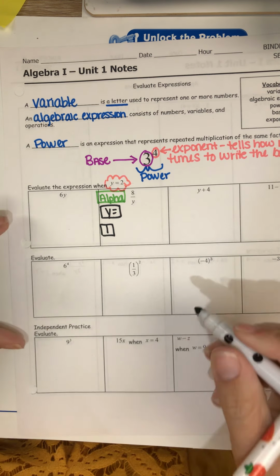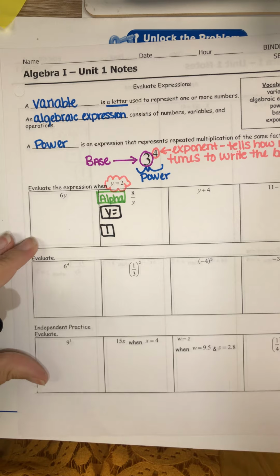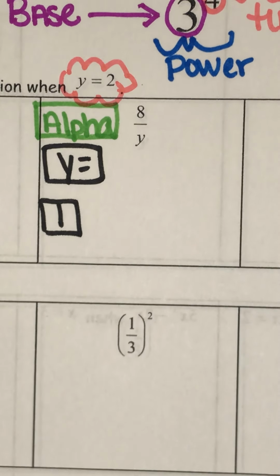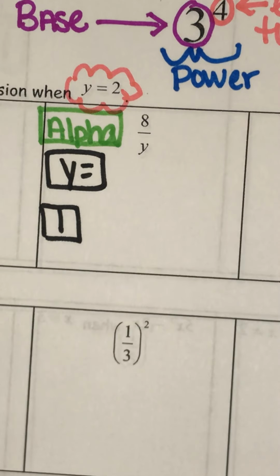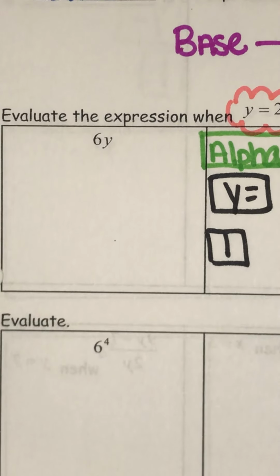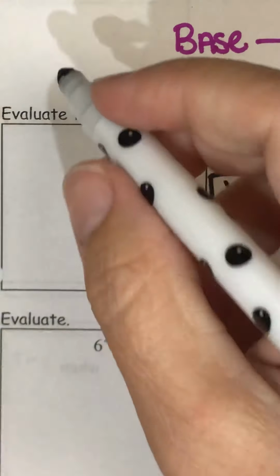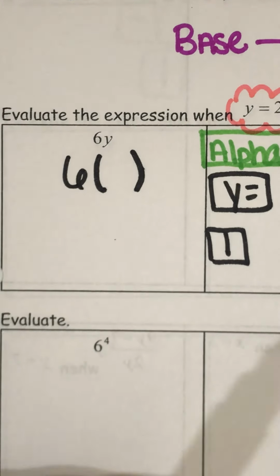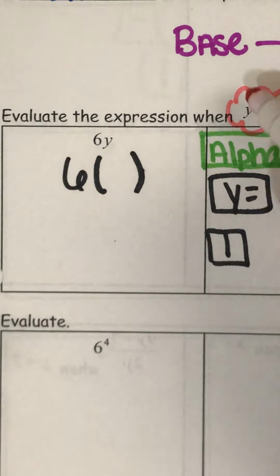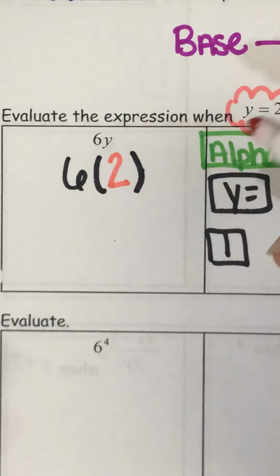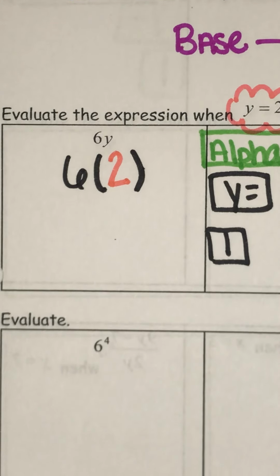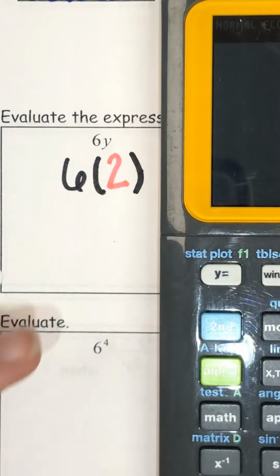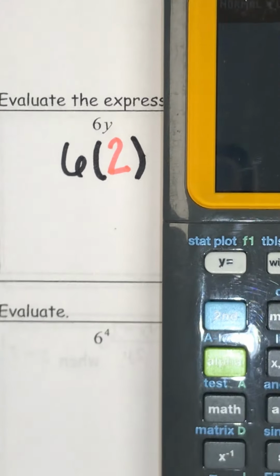Now, what we got to do, anytime we see a letter, we're going to need to use parentheses when we're plugging in a value for it. So this one would look like this. 6, instead of writing the y, I'm going to use parentheses. And I'm going to plug in the number 2 for the y because in the directions it said y is equal to 2. You're going to use your calculator and you're going to type in exactly what you see here.